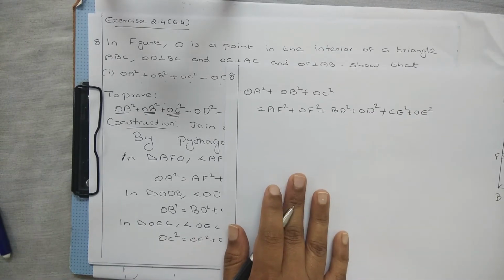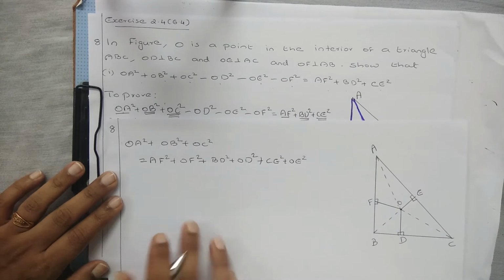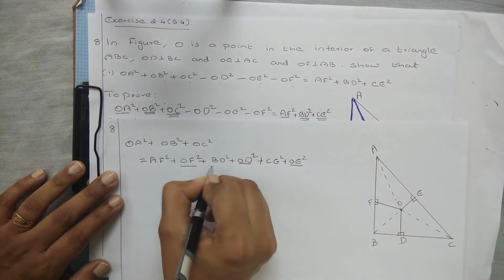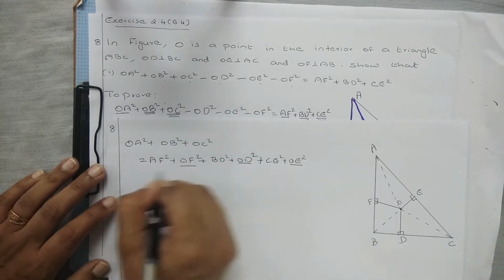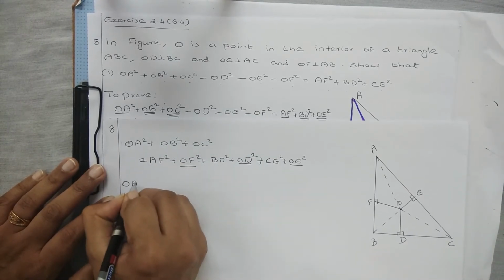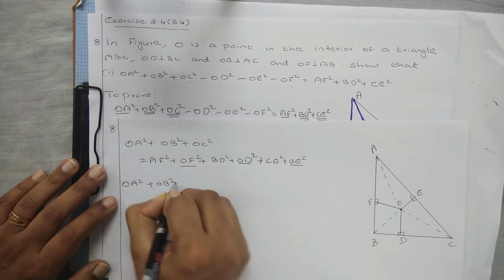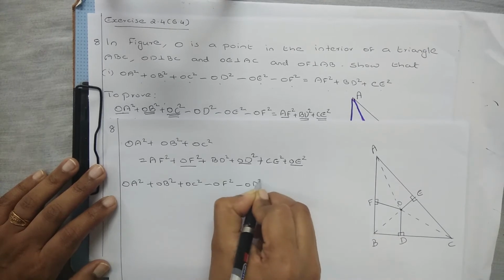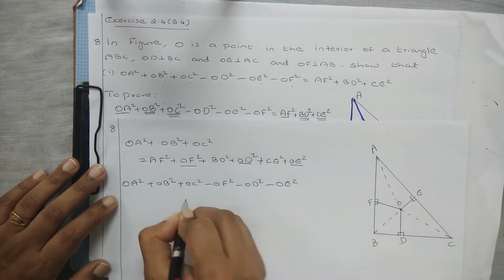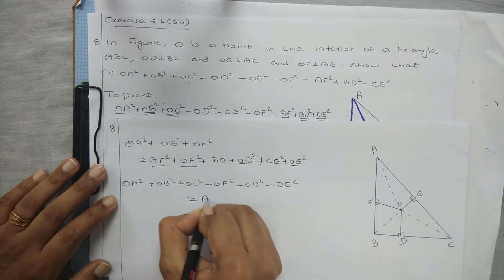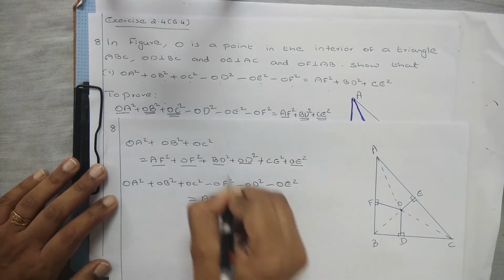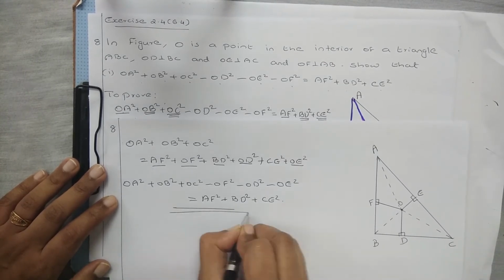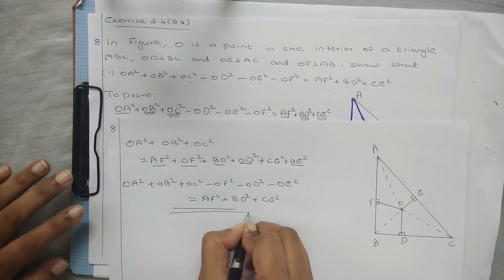Now what we need to get? We need to get this one. So OD, OE and OF, if you take them to the other side, they become minus, and you will get the answer. So OA square plus OB square plus OC square minus OF square minus OD square minus OE square is equal to, the balance is AF square plus BD square plus CE square. This is what you have to prove. I hope you understood this one. So we got this one.